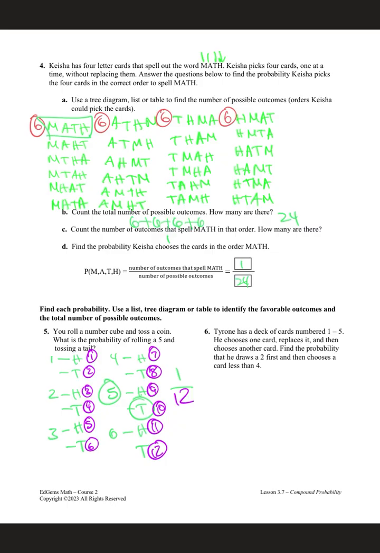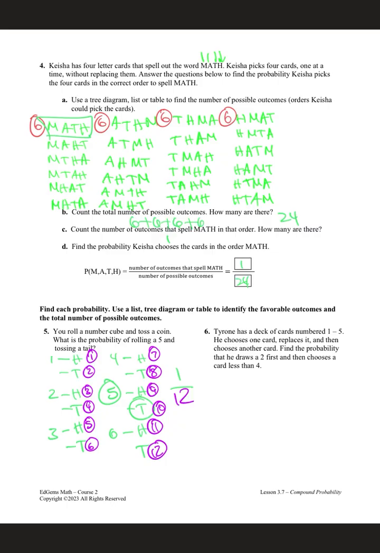Okay, let's talk about number 6 and Tyrone. Tyrone has a deck of cards numbered 1 through 5. He chooses 1 card, replaces it back in the deck, and then chooses another card. Find the probability that he draws a 2 first, then chooses a card less than 4. In number 6, I'm going to do this a little bit differently, mainly because it's easier for me to explain and easier for me as a teacher to wrap my head around.